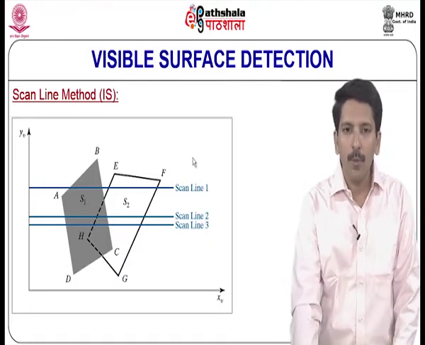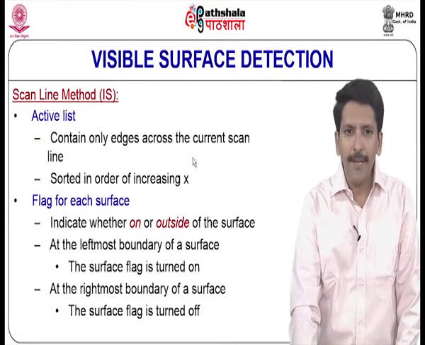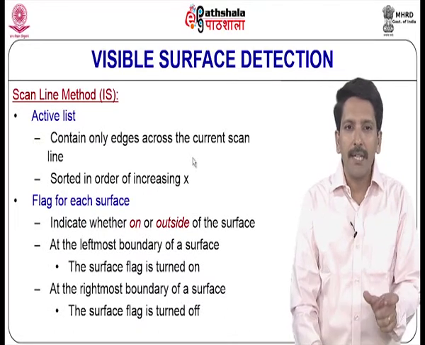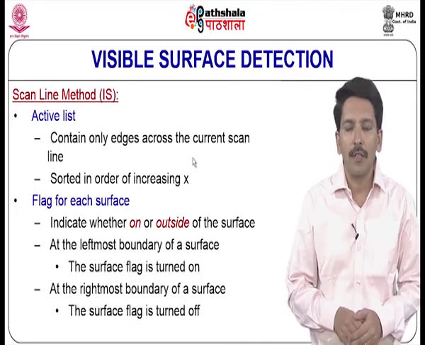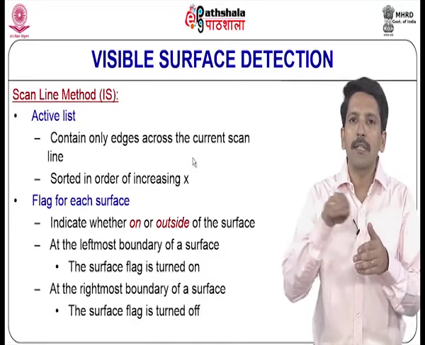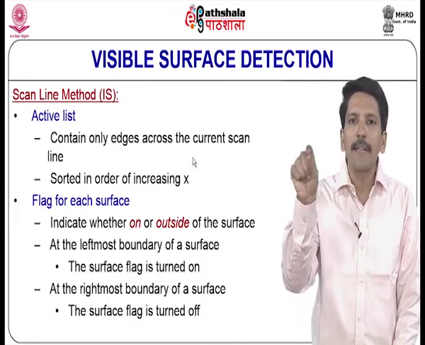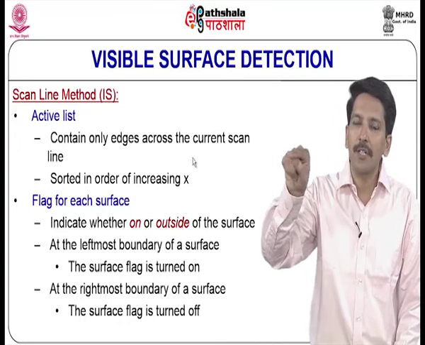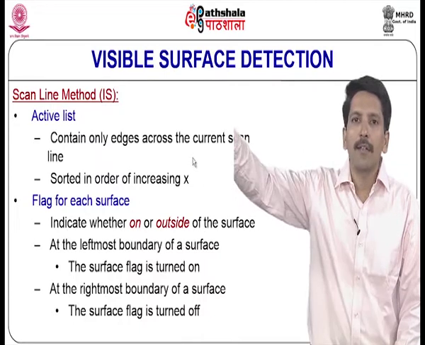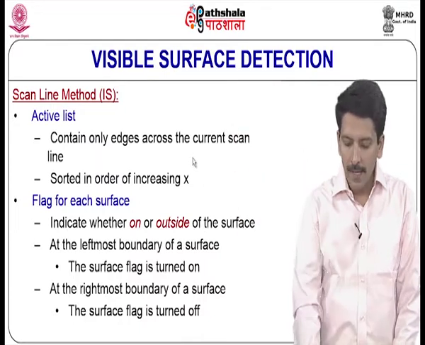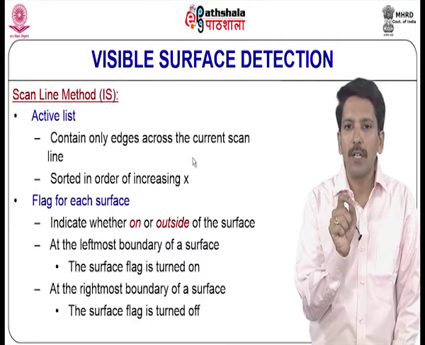That is how we select for each scan line, and we prepare an active list. What is an active list? The active list is the edges across the current scan line. Whatever edges the scan line touches are sorted in the order of increasing x. As the scan line intersects each edge, we note the x order and put them in ascending order. Flag each surface and indicate whether it is on or outside of the surface.